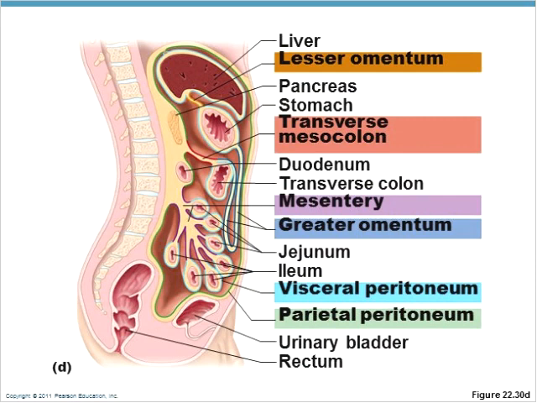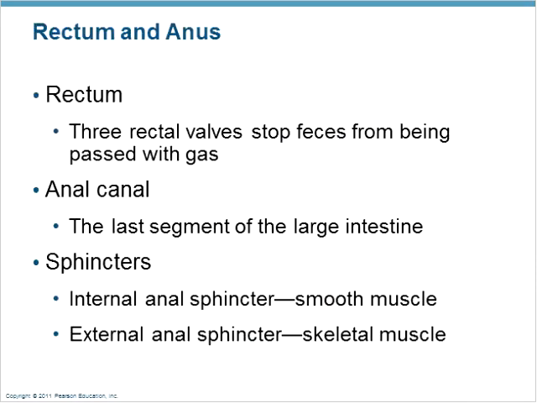Get a feel for what's retroperitoneal and what's not. You can see how things are outlined, if you will, what's located posterior or retroperitoneum and not. Next comes the rectum and anus. The rectum has 3 rectal valves which stop feces from being passed with gas, which is good. The anal canal is the last segment of the large intestine, and finally the sphincters.